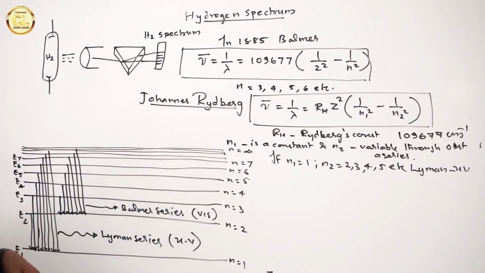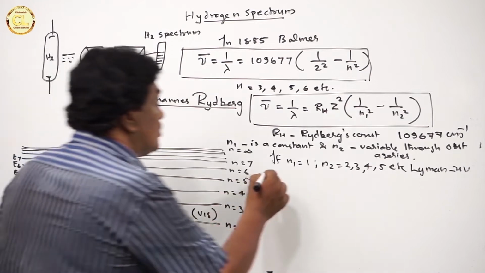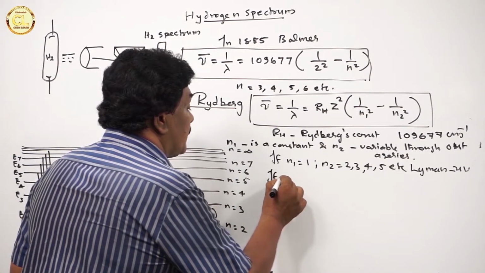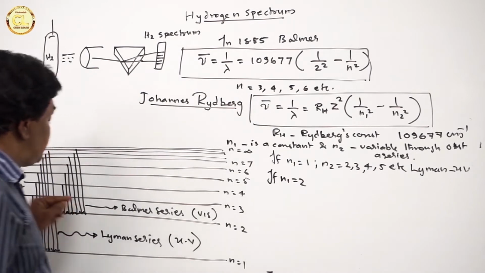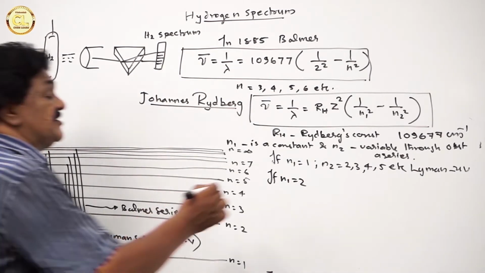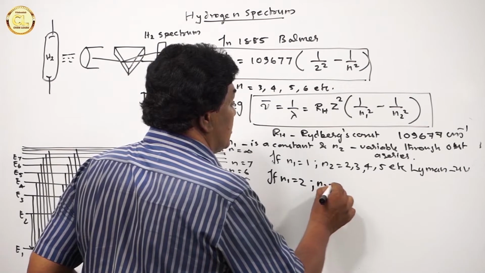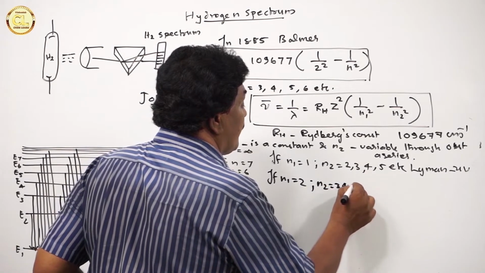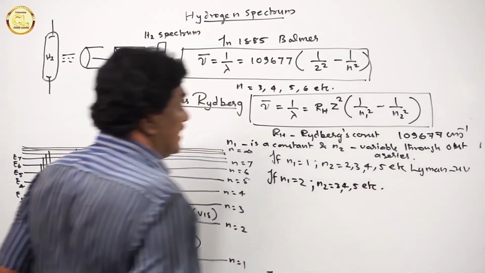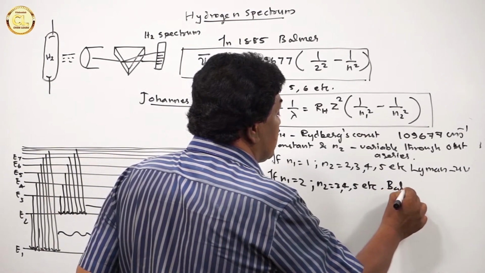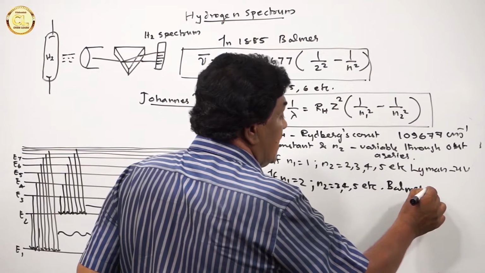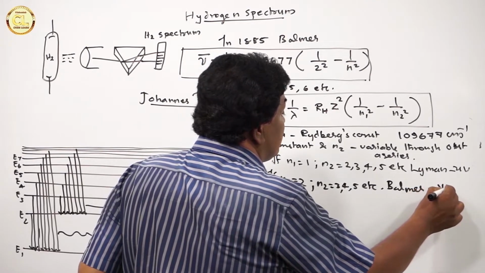Then if N1 equals 2 and N2 equals 3, 4, 5, 6, etc., that series is called Balmer series. It falls in visible region.